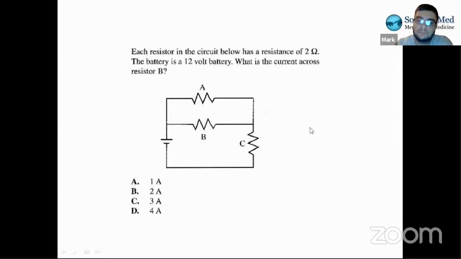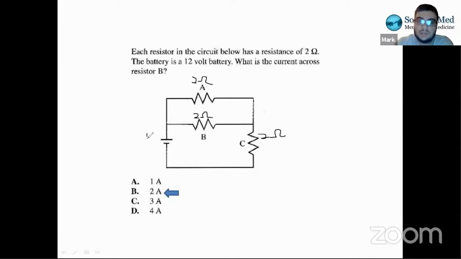Okay. In the polling, the answers are fairly mixed. C had a slight lead, and the correct answer actually is B. But it was very mixed, right? It was about 25% B, C, D, and not sure. Okay, so let's go over it. Right, we know that each resistor is 2 ohms, right? So A, B, and C are all 2 ohms.